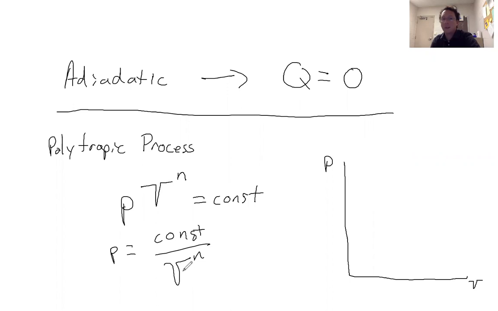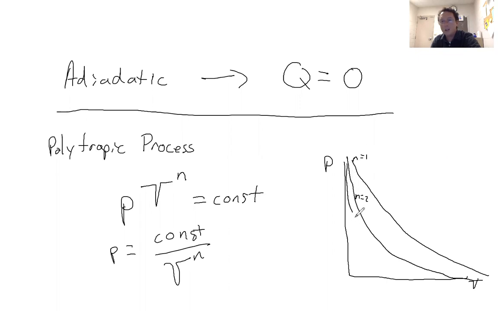But I'm not talking about an ideal gas here. This could be anything. It's really about the shape, not the material. Okay, so when n equals 1, it looks like something like this. This is n equals 1. When n equals 2, well, it'd be even more saggy. So n equals 2, n equals 3. They never cross the axis. They're supposed to asymptote.